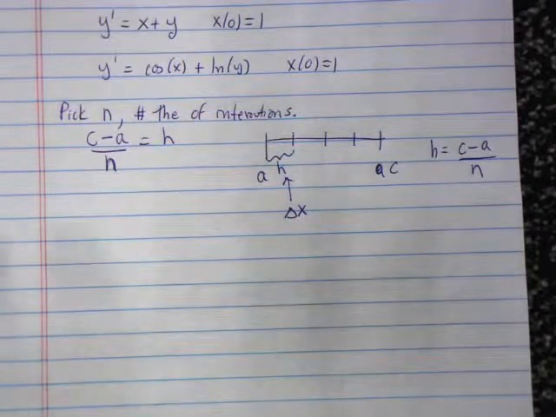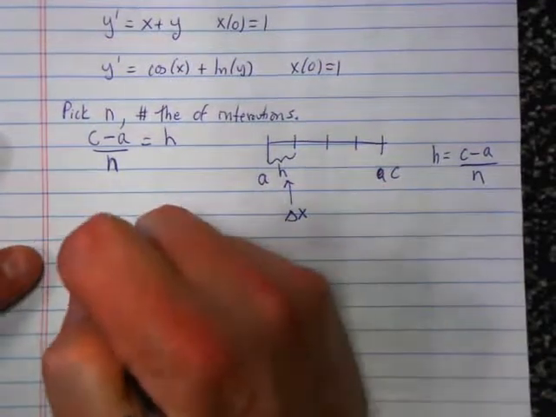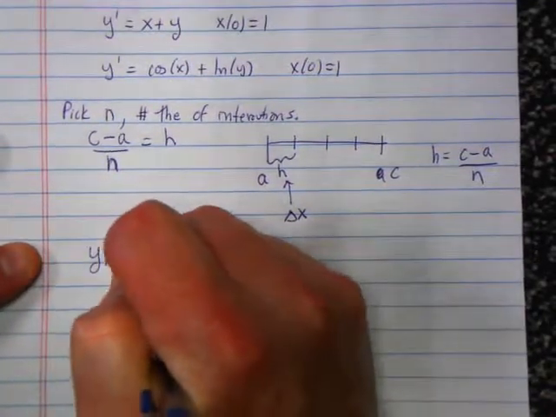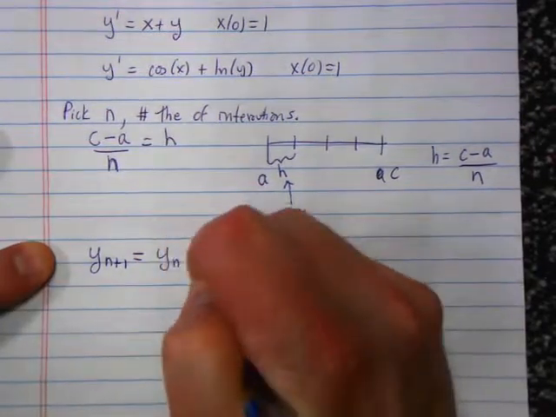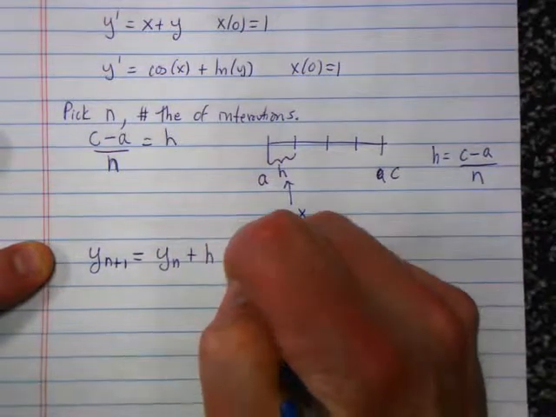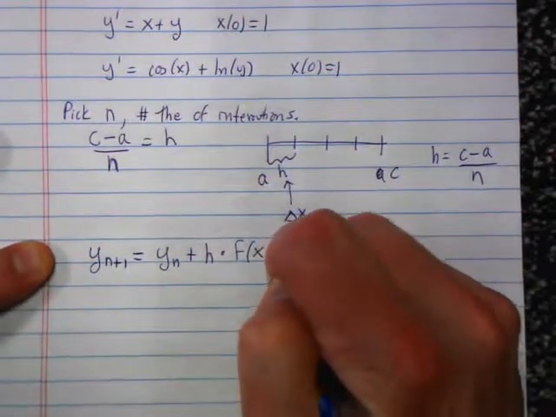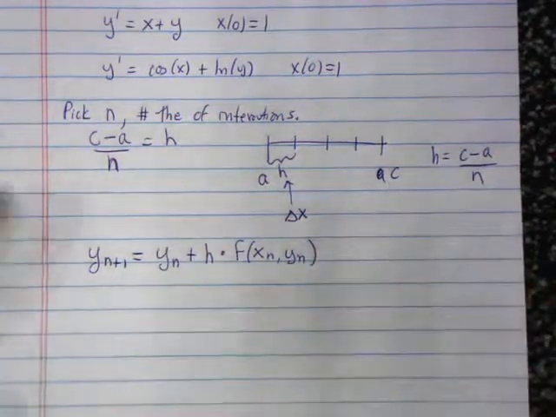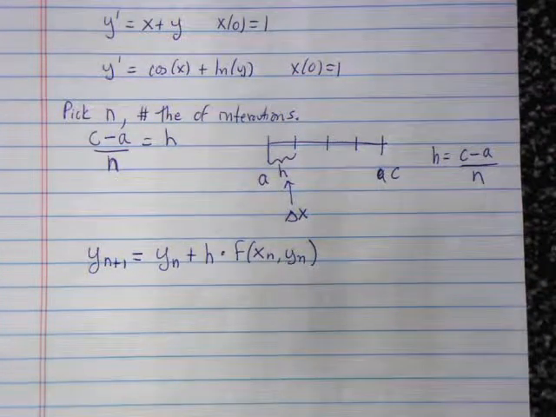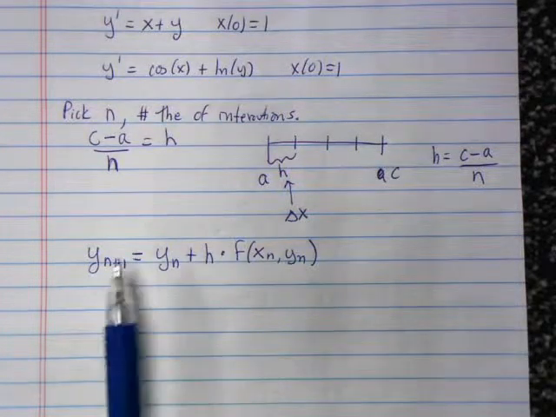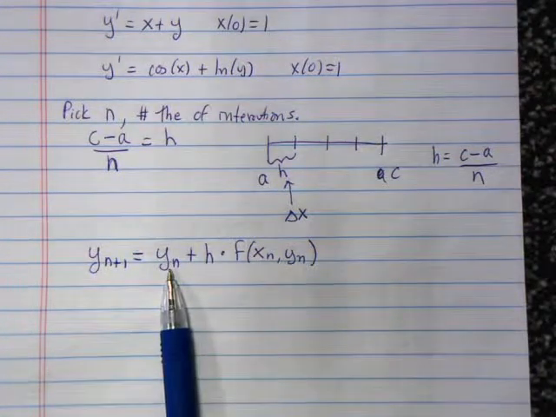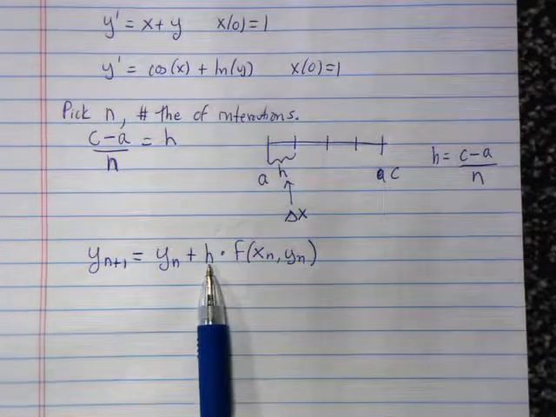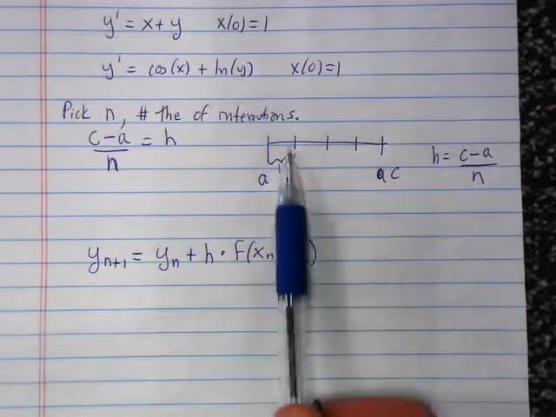Okay. And then there's simply a formula for creating the next y value. Y sub n plus 1 is going to be y sub n plus h times f at x sub n comma y sub n. So all this says is to compute the next y value, you take the current y value and you add h times something. What was h again? The length of the subinterval.